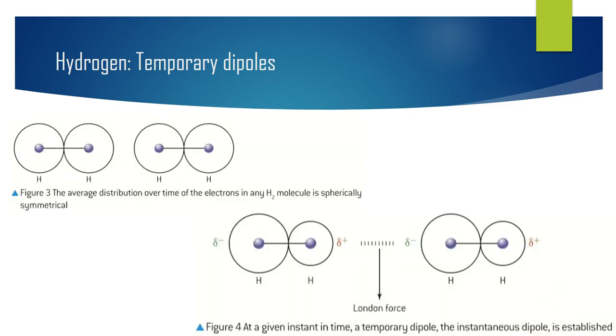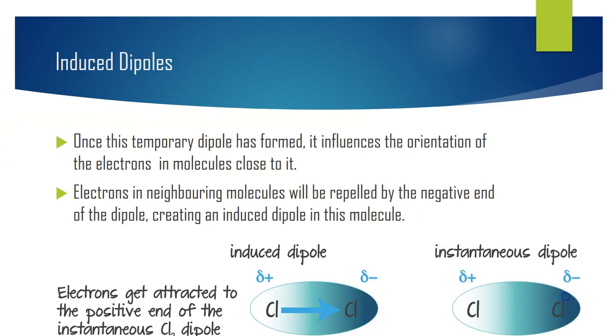When those instantaneous temporary dipoles arise, we get our delta plus and our delta minus. These are now attracted to each other. But of course, as soon as our electrons jump away, that attraction goes away. So it's a very, very weak attraction that we see. Depending on how many electrons we have and everything else, that will change the size.